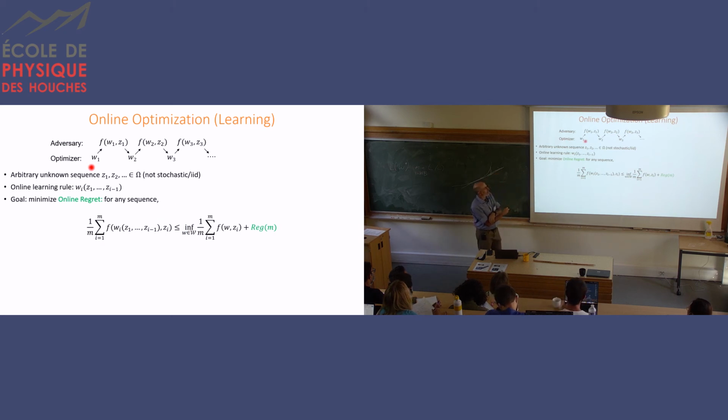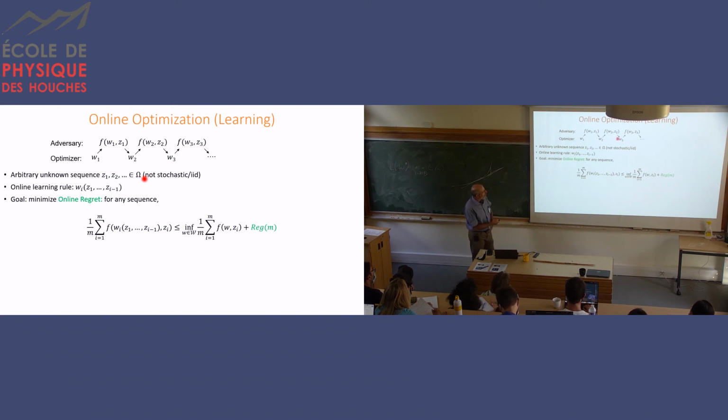Before seeing any data, I already have to make some prediction. I receive Z1, I see Z1. I suffer the loss of using my predictor on Z1. Based on that, I can update my predictor W2. I see Z2, suffer the corresponding loss. And again, I can update my predictor W3, and so forth. So each time, I have to choose a predictor only based on what I've seen so far.